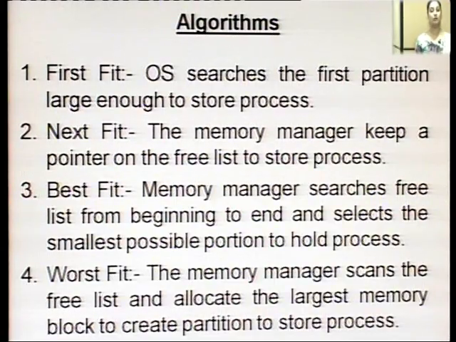Now, the different algorithms used by dynamic partition memory allocation are first fit, next fit, best fit and worst fit. Here is first fit. The operating system searches for the first partition which is enough to store the process I want to store into the main memory, enough to hold that process. We just put that process at that place.